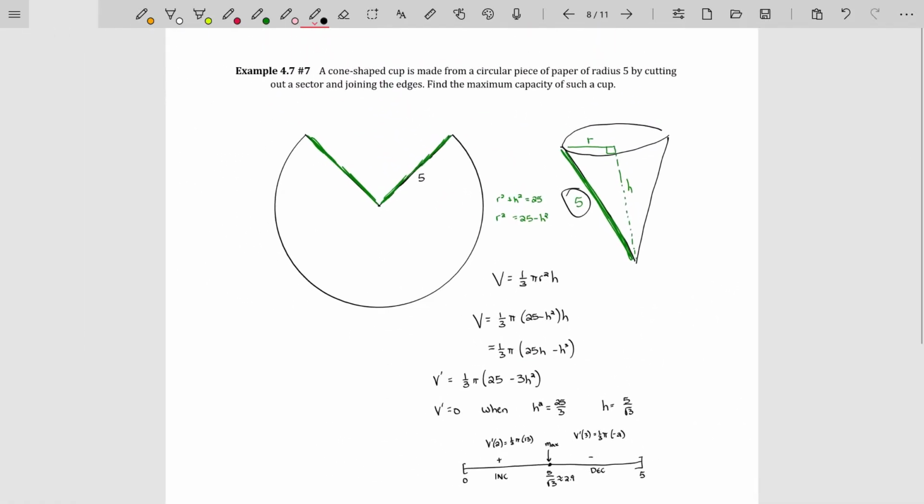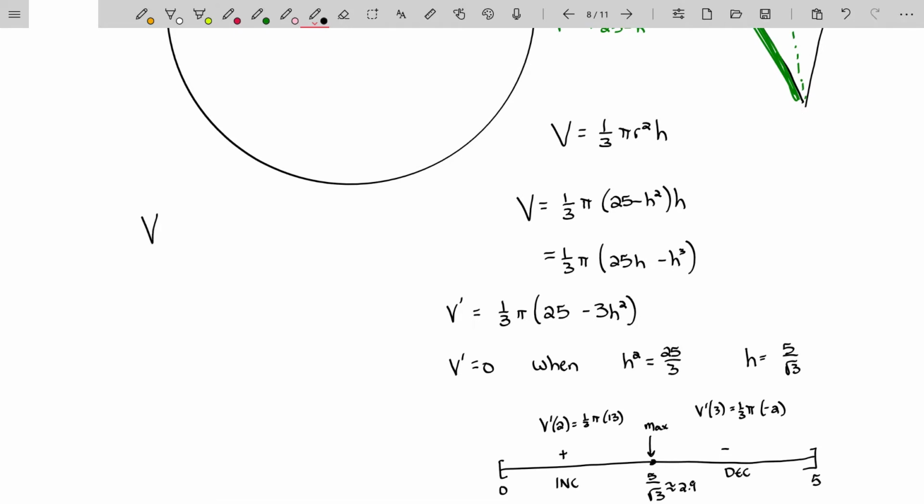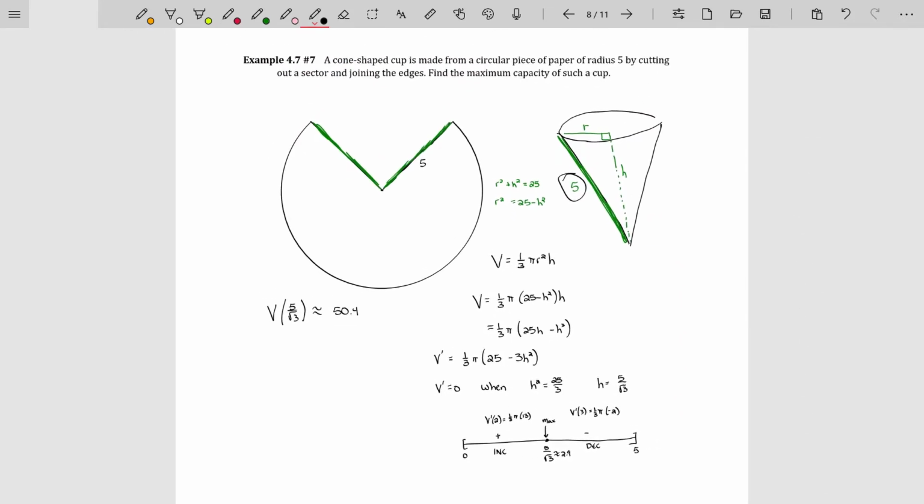Luckily, they didn't ask for a lot of information here, but we do need to actually compute the total volume. So the volume at that 5 over root 3 value is roughly, and I'm just going to use my calculator for this, roughly 50.4, and that's cubic something. They didn't really quite say exactly what it was, but it's some cubic inches or something like that.